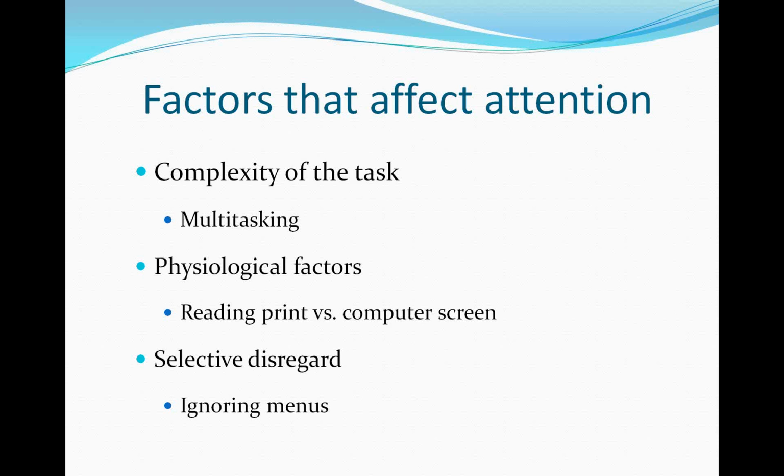So some factors that affect attention: the complexity of the task, and especially if you have your users multitasking. So let's say that you have a home page that comes up that starts showing a video right away. Well, people don't want to have a video talking to them right away, so they're trying to click it off. And they're trying to multitask by trying to figure out how to click off the video and also read the content that they came to the website for initially. There's also physiological factors such as reading print versus the computer screen, and there's selective disregard, ignoring menus.